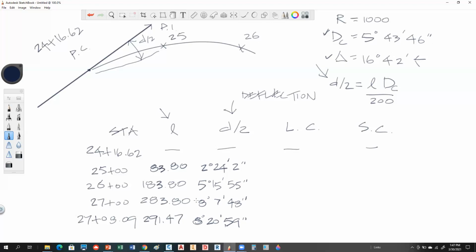Let's do our long chord. So the long chord relationship is just 2 times the radius, or the chord. We'll just call it the chord. That's 2 times the radius times the sine of your delta/2 angle, okay? Now, this angle's already divided by 2, so don't divide it by 2 again. You just plug that in directly and 2 times the radius. So let's see what we come up with. So that first long chord, I got 2 degrees, 24 minutes, and 2 seconds. I'm going to take the sine of that times 2,000. Guys, tell me what you get.